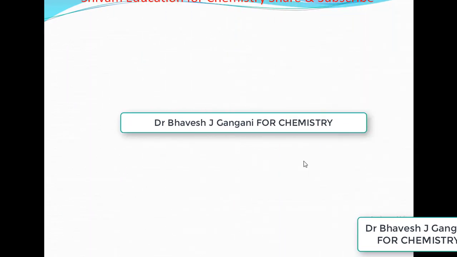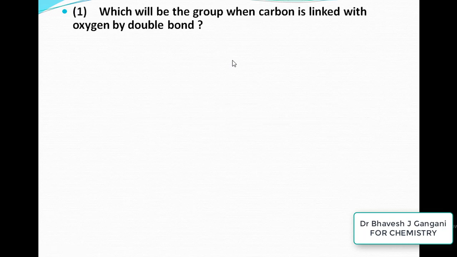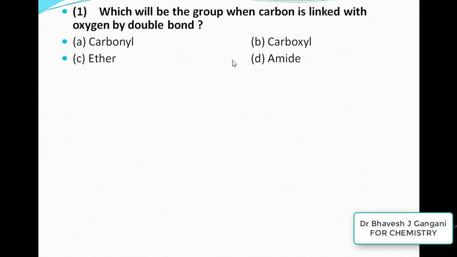Now for this, one question will come, four options will come. You have to think and select the correct answer. First, what is the group when carbon is linked to oxygen by a double bond? When carbon is joined with oxygen by a double bond, what is the name of this group? It is known as a carbonyl group. So the answer of question number 1 is carbonyl group.